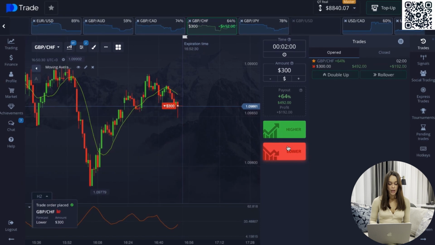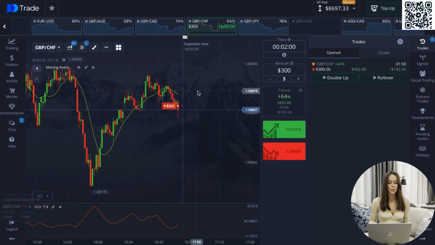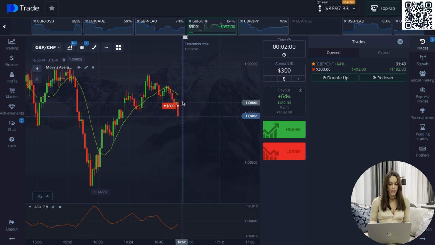In this example, I see a good opportunity to open a trade for a decrease. We see that the price is trading below the moving average line, which indicates a downtrend, and the ADX indicator is trend trading. We are waiting for the completion of this transaction.